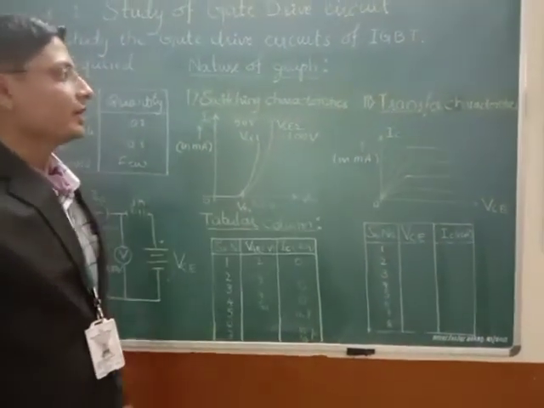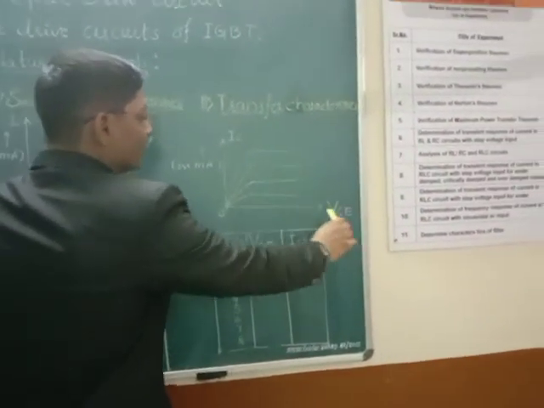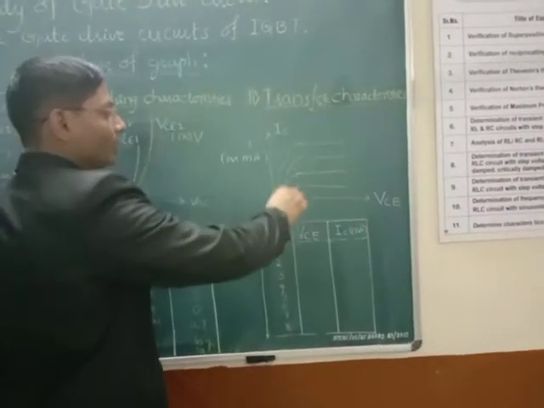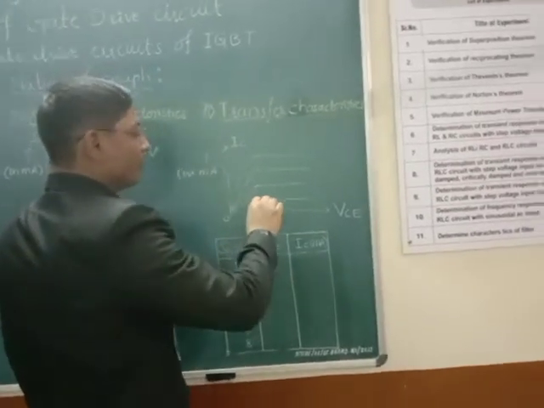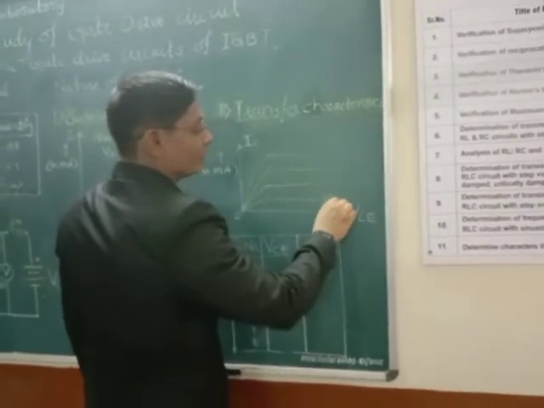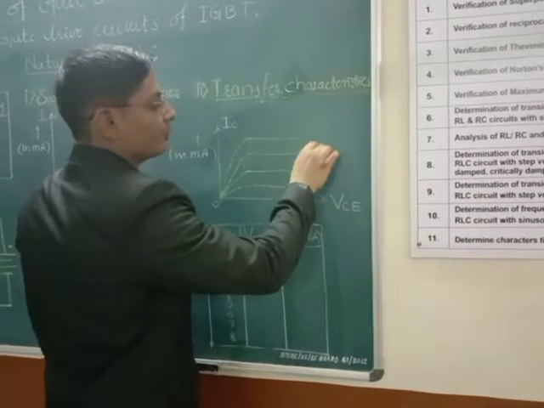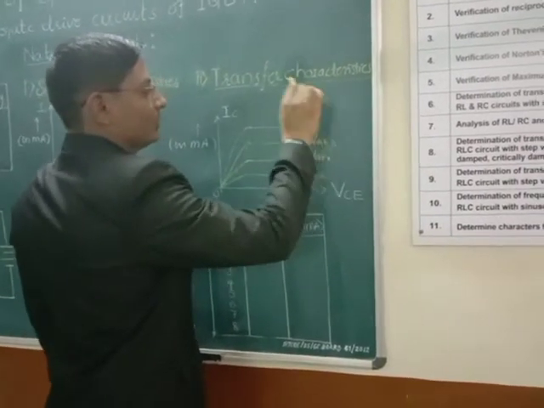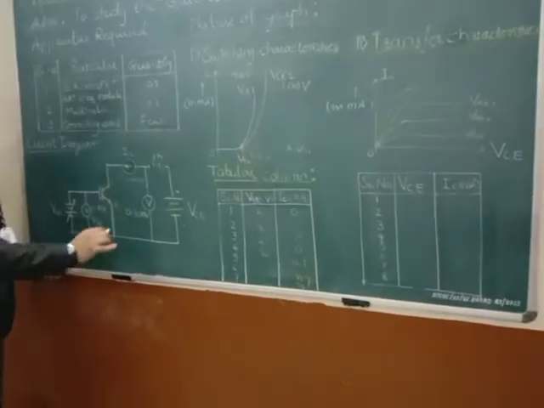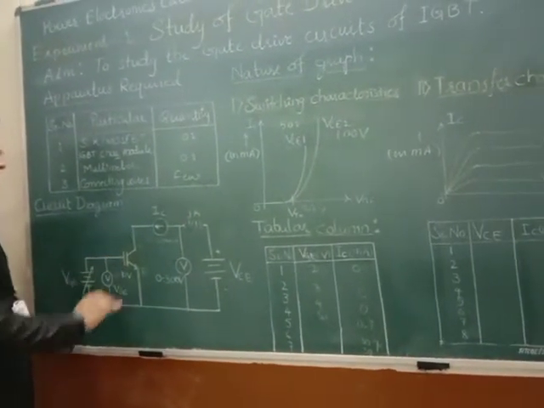Now next is the transfer characteristics. In the case of the transfer characteristics, we are going to change VCE, and see what particular value of the current we obtain for different values of VGE. So here we are going to take VG1, VG2, VG3, and so on. Now suppose I apply VGE equal to exactly 5.1, and keep that constant.